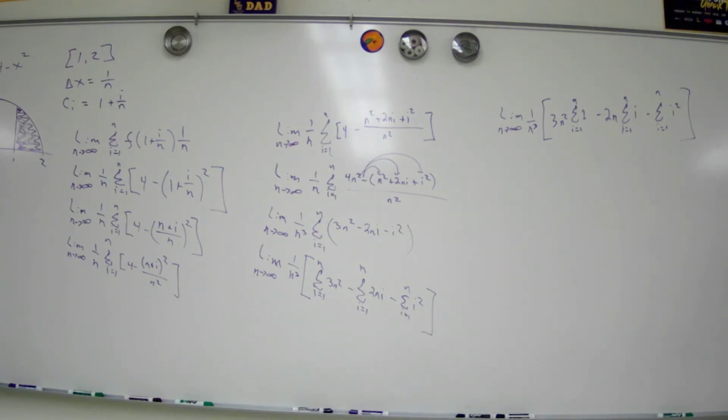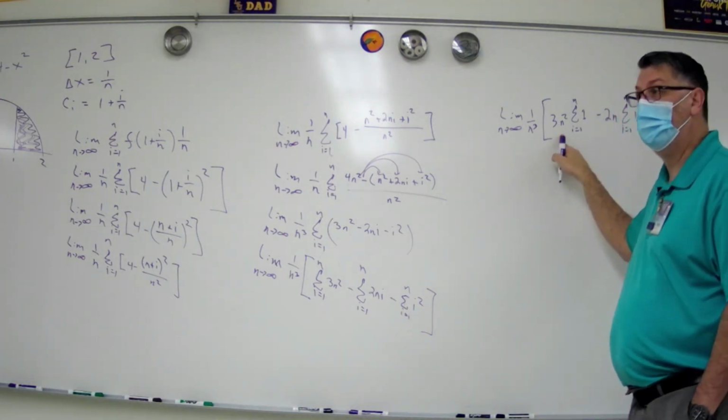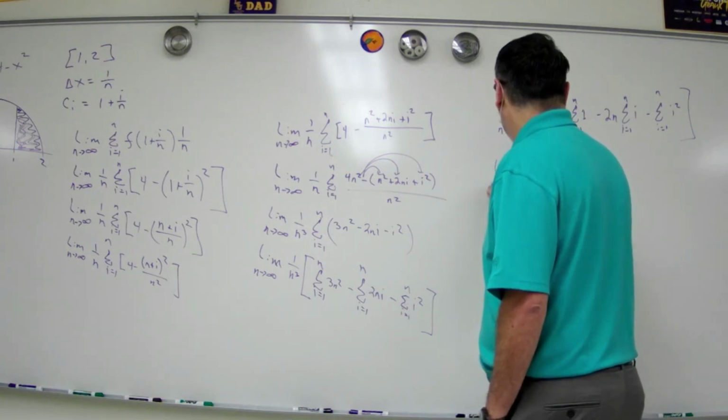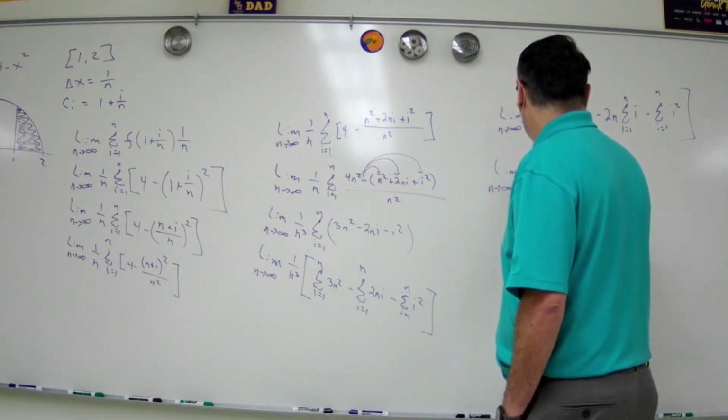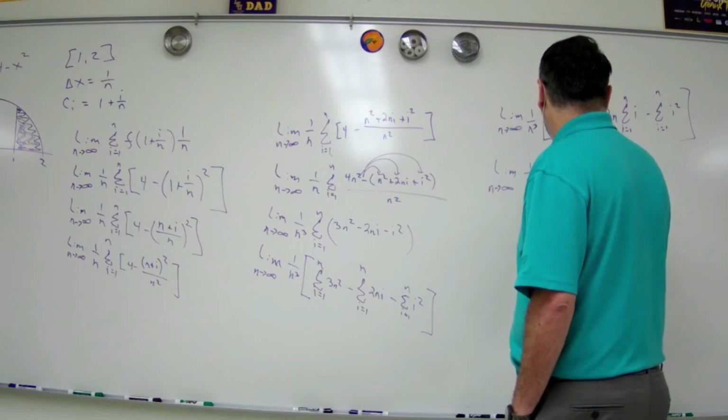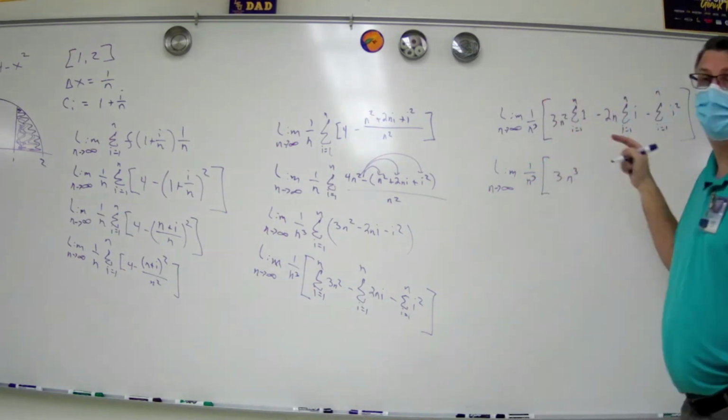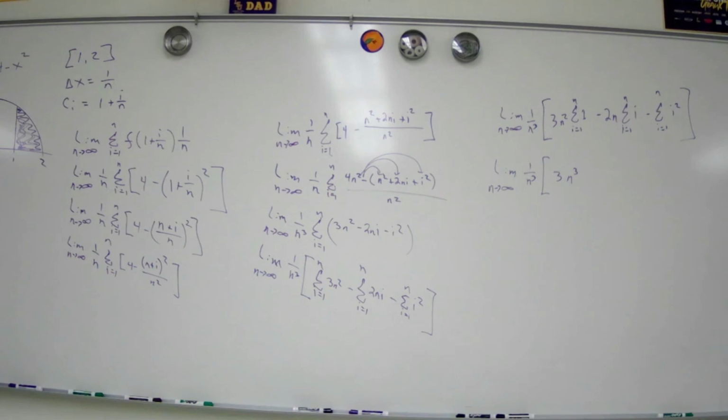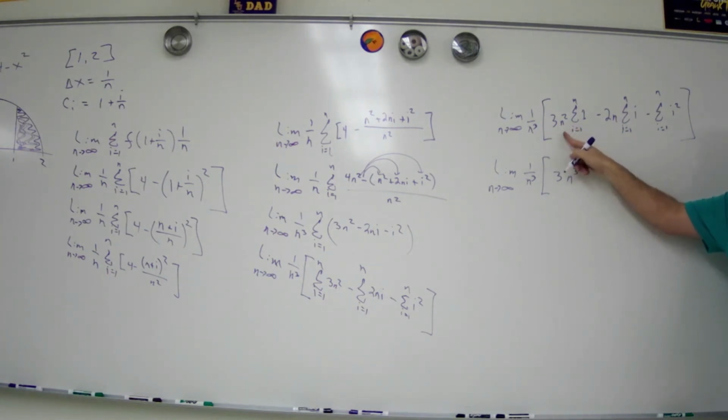So far, so good? So what does this become? Whenever we have sigma from 1 to n of just a constant, it's just your constant times n. That's the rule I gave you yesterday. So what's 1 times n? n. So this just becomes 3n squared times n, which is 3n cubed, because n squared times n is n cubed.